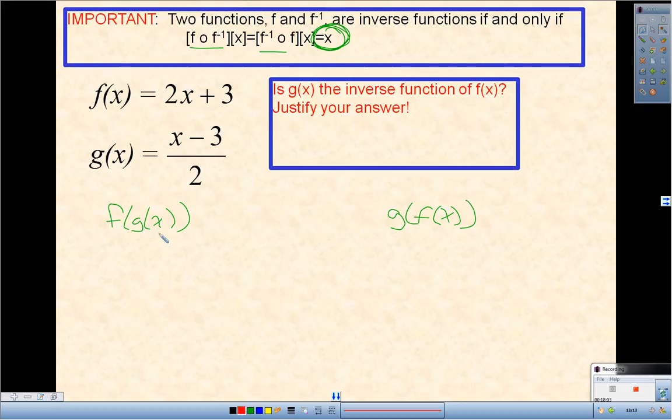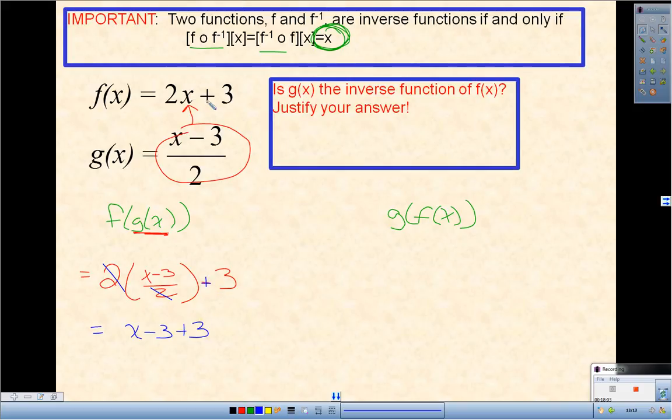So let's prove it. So for f of g of x, I'm going to start with g of x, and I'm going to plug it into my f function. So I'm going to have 2 times x minus 3 over 2, minus 3. I notice that the 2 divided by 2 reduces to 1, so that leaves me x minus 3 plus 3, that was a little miswriting on mine, and then the negative 3 plus 3 cancel to 0, so that just leaves me x. So that is true. f of g does equal x, but you've also got to show that g of f equals x also.